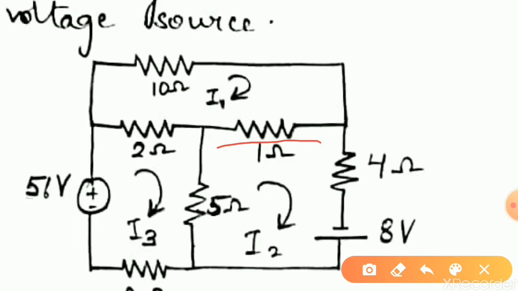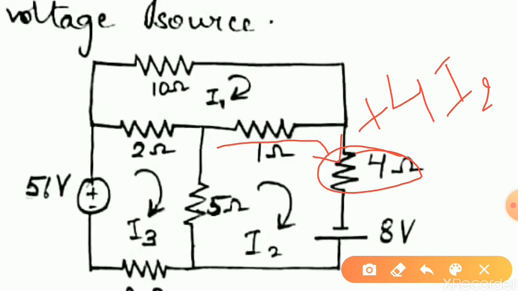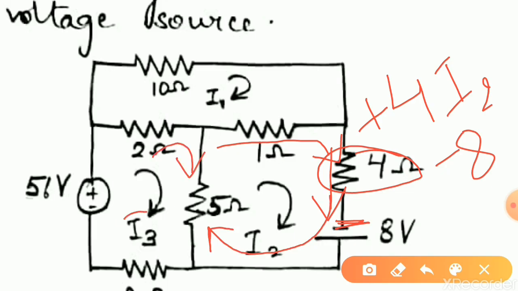When current comes to the 4 ohm resistor, it has no neighboring current in it. So the equation can be written as plus 4 into I2. When current continues and comes to the source of minus 8 volt, the entering point is at the minus terminal, so we write the equation as minus 8. Now when it continues flowing to the 5 ohm resistor, it has one more current flowing through 5 ohm, that is I3.